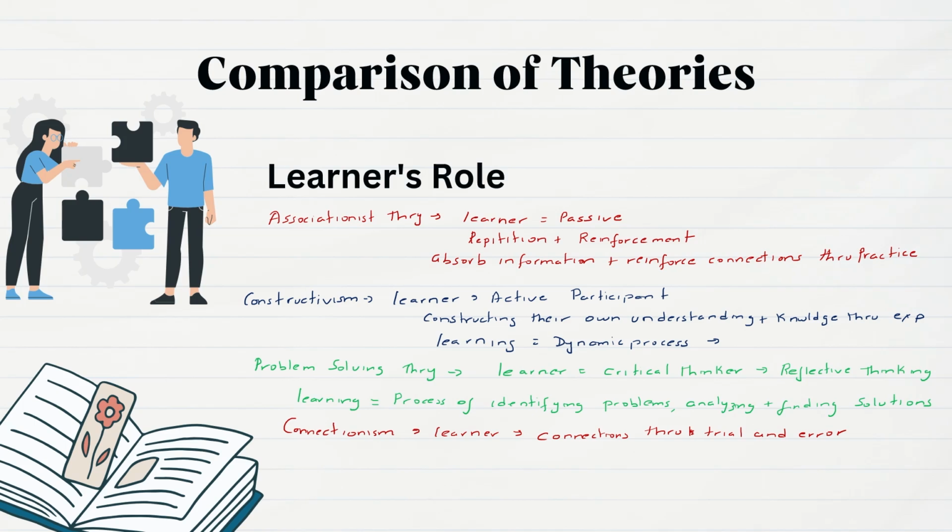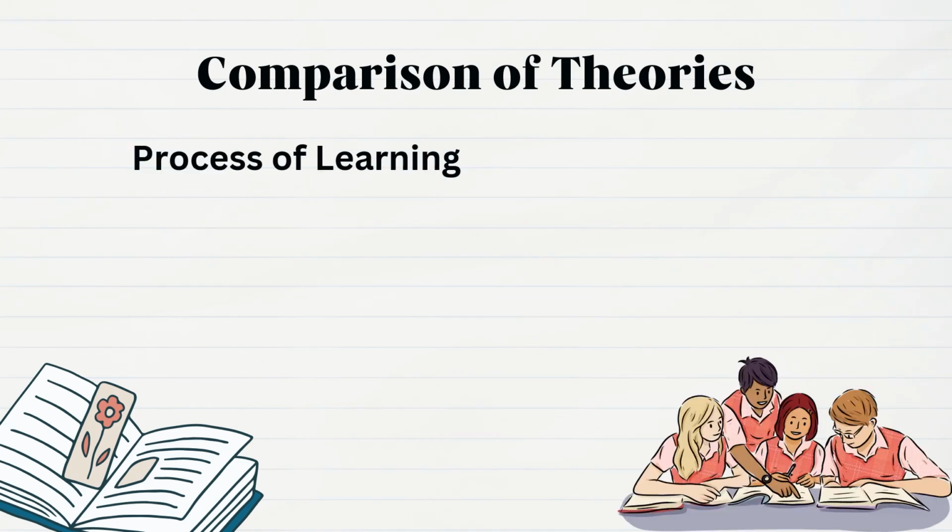So here we see that a child learning to play a musical instrument will practice various scales repeatedly, and thus will be able to strengthen the neural connections that are required to perform or play that instrument well. Next, let's take a look at the process of learning in all of these theories.